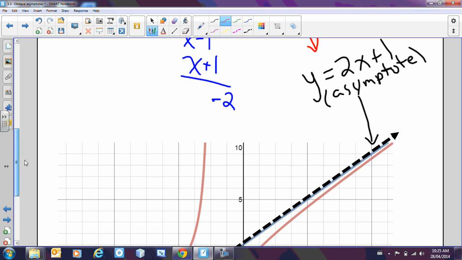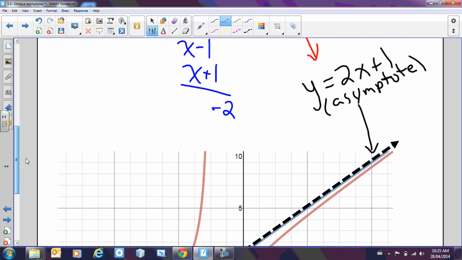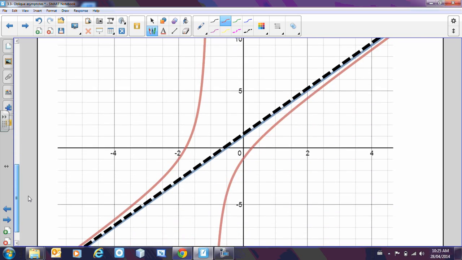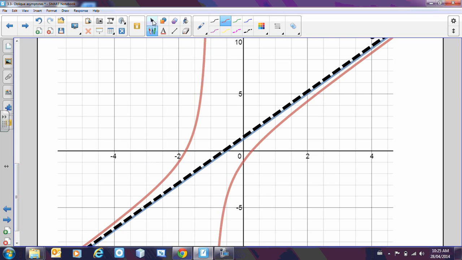And of course, the 2x plus 1 now becomes my asymptote, and I've drawn it in here. Again, copied and pasted from Desmos, really. I tried to cover that up with my line and didn't do the best job. That's a bit better.